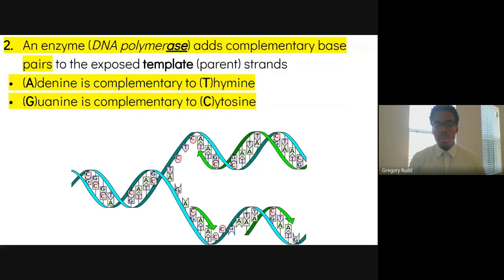Down here, I've got a G, so I need to add a C. Then I've got an A, so I need to add a T. Your gizmo is really going to help you to see how these base pairs are complementary. They fit with one another. So again, structure determines function.